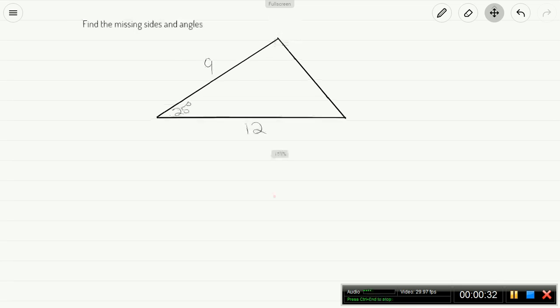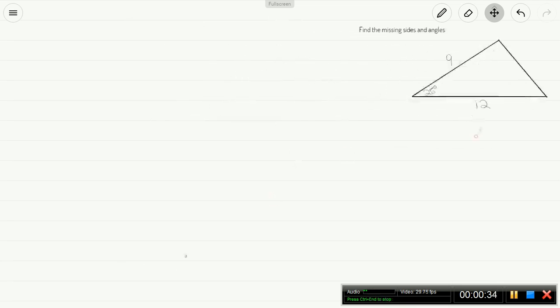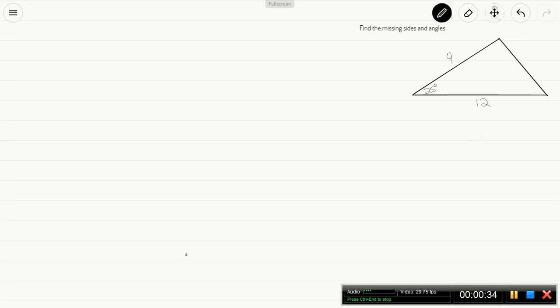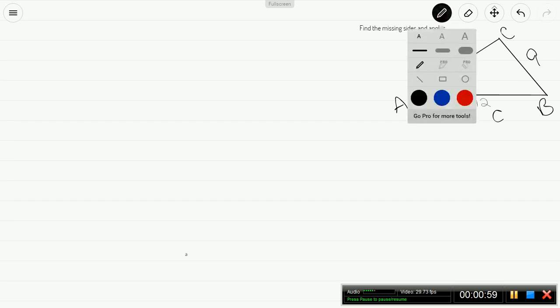Okay, so let me shrink this down. All right, now the law of cosines. Let me label this triangle first because I think that's going to make things a little easier. I'm going to label this A. I'm going to label this side C and this side B, which means this is going to be angle A, angle C, and angle B.